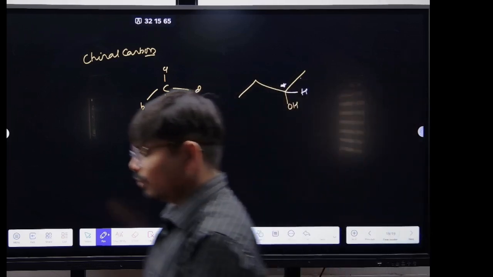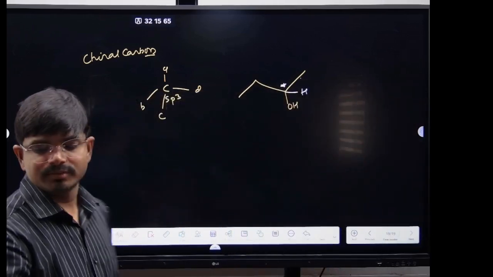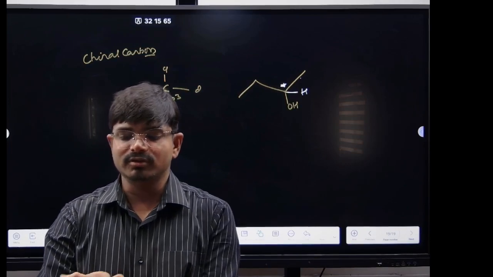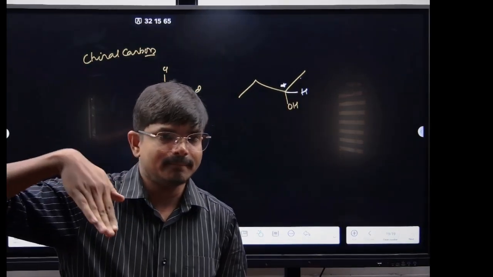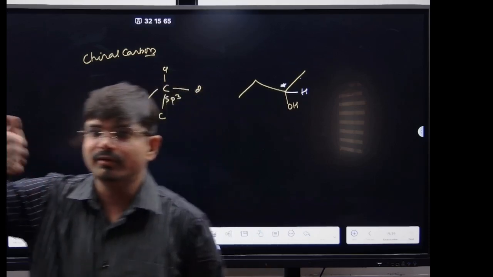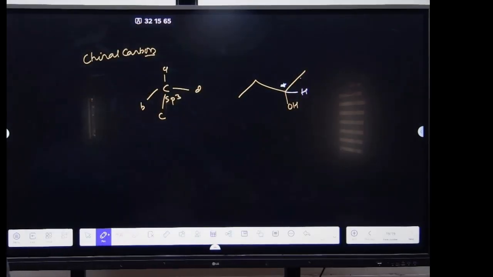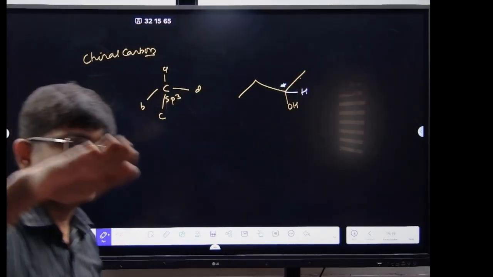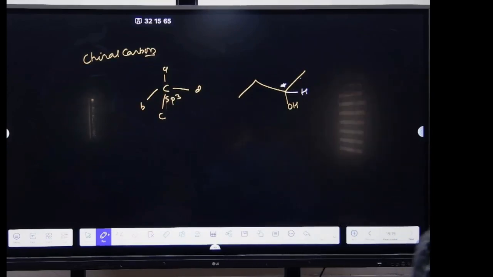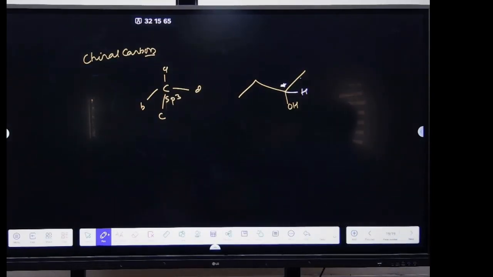Clear? What do you think? This one, has it got the plane of symmetry or center of symmetry? Does it have a plane of symmetry? No. Center of symmetry? No center of symmetry. It means that this is basically an optically active one. If it is a compound, then this will be your optically active compound.